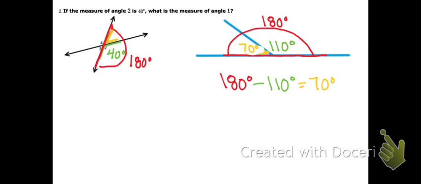So again, what is your yellow angle here? What number plus 40 equals 180? Write that down and send it to me.